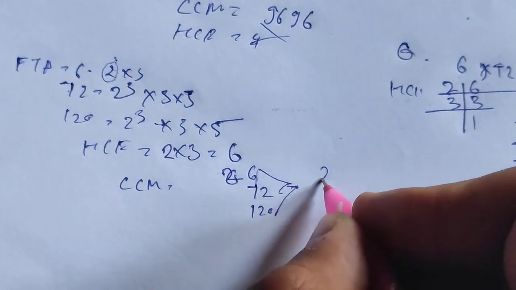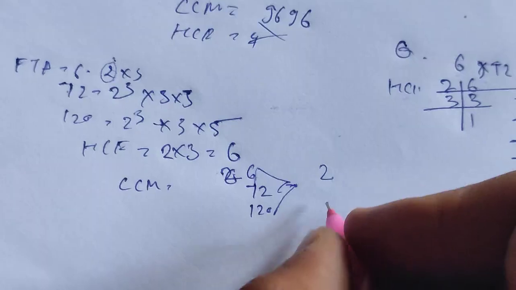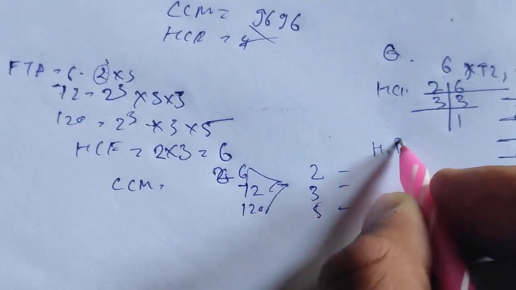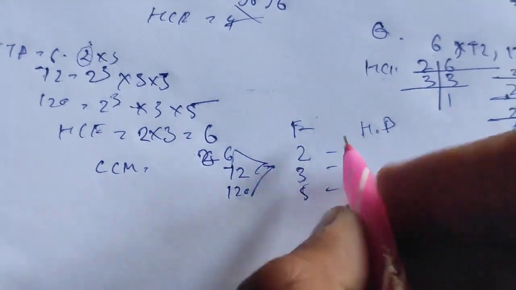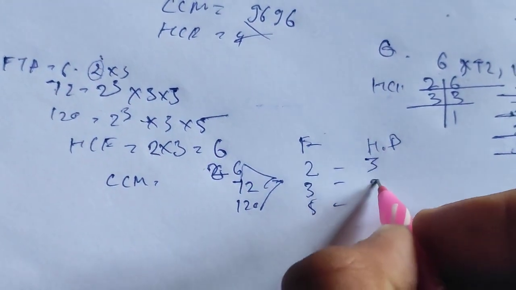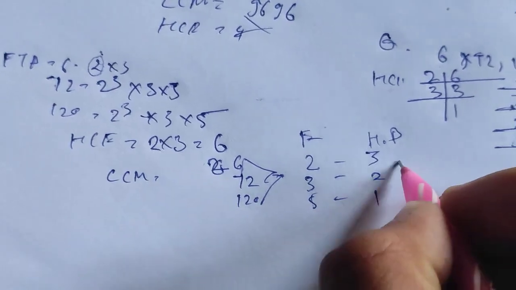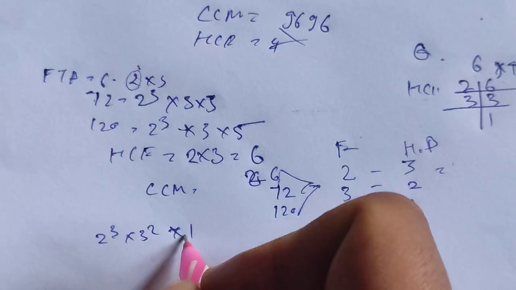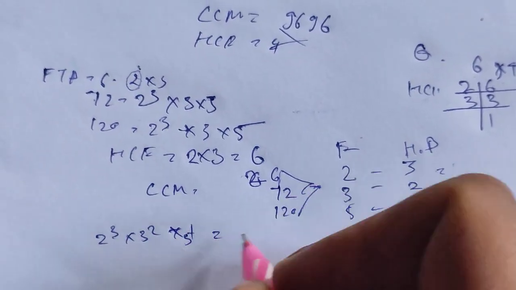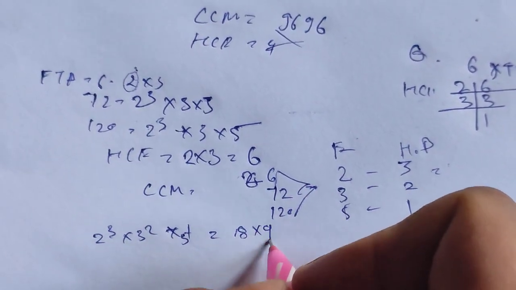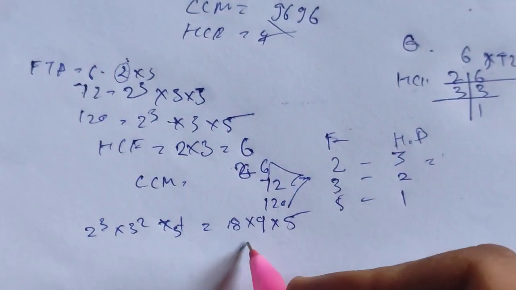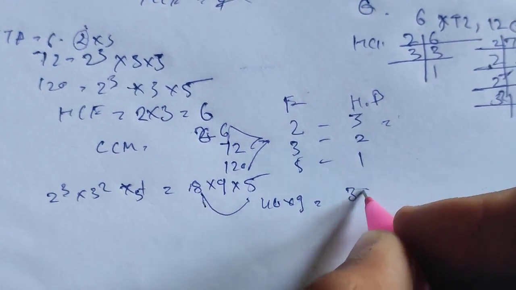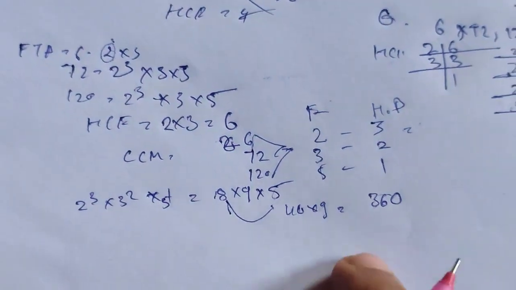So for all the factors, we take each one time, that is 2, 3 and 5, with their highest powers. The highest power of 2 is 3, of 3 is 2, and of 5 is 1. So overall it becomes 2 cubed, 3 squared, and 5, which is 8 into 9 into 5. So 40 into 9 is 360. So our HCF and LCM are 6 and 360.